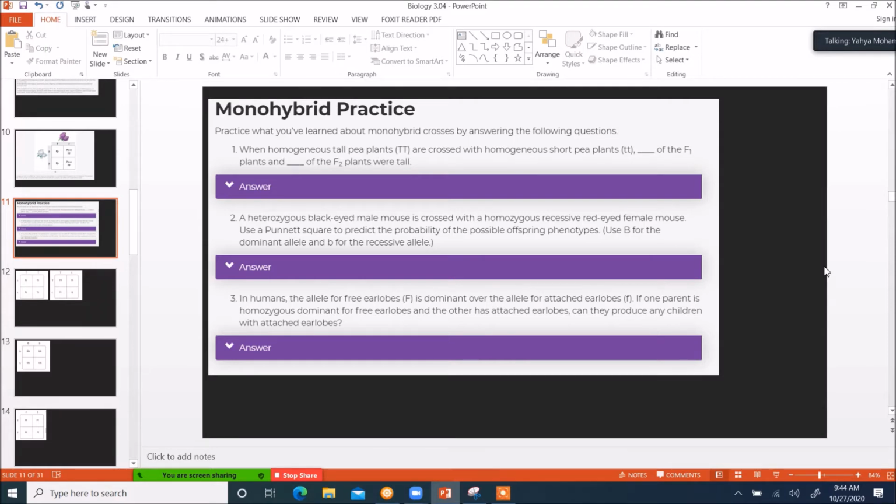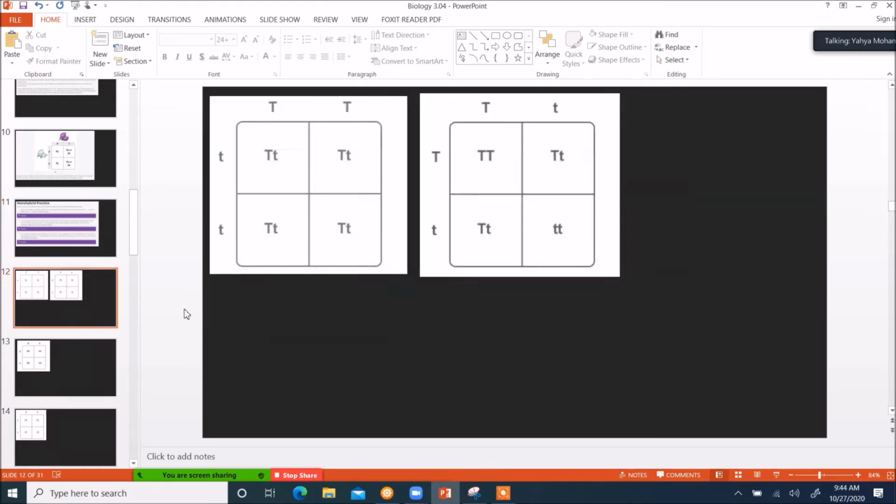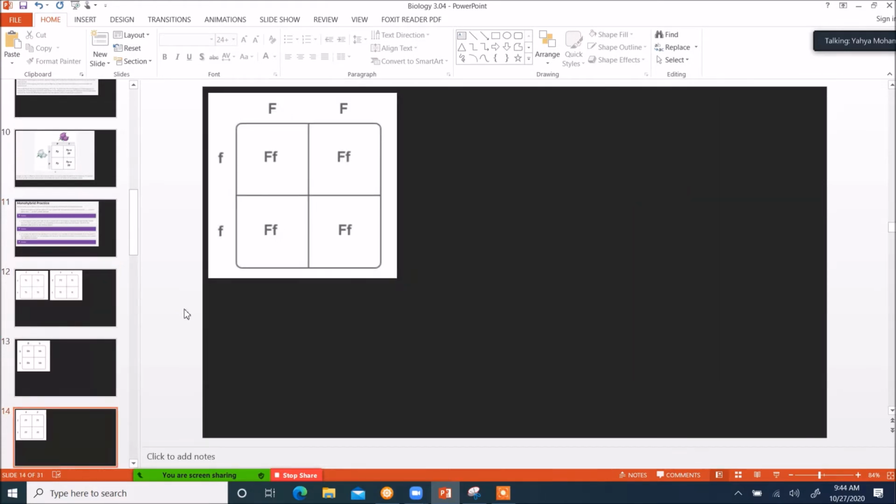All right. So Anas, what do you get for this one? So if one parent is homozygous dominant for free earlobes, what is going to be its genome? It's going to be 100% free earlobes because every single pair is going to be the dominant trait and a recessive trait. It'll be capital F and a lowercase f.